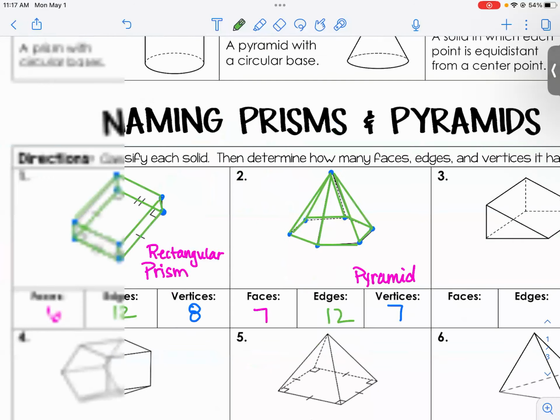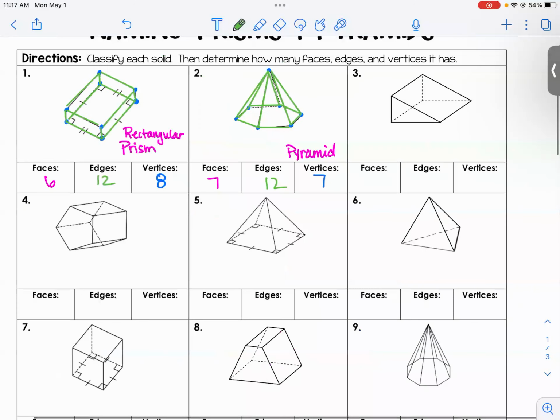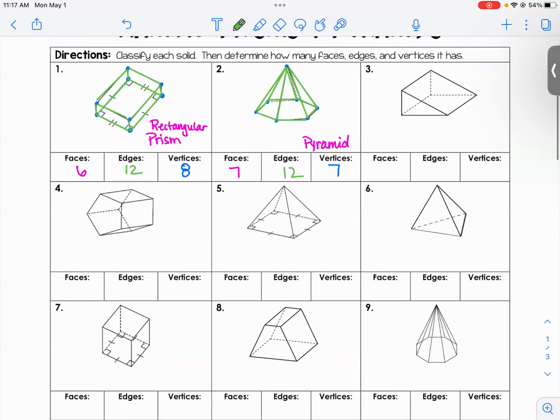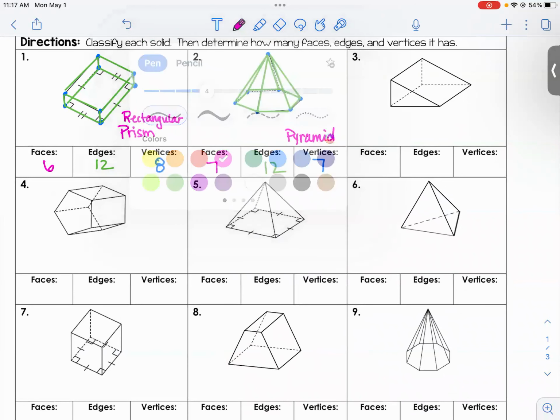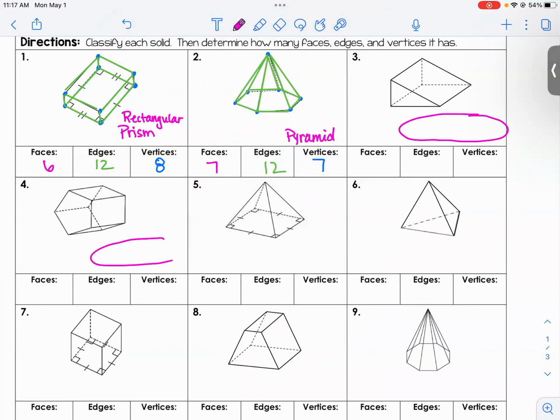Okay. This is what I want you to do. Only write the name of number 3, write the name of number 4, number 5, and number 6. Is it a prism or pyramid? For 3, 4, 5, and 6, write whether it's a prism or a pyramid. That's it.